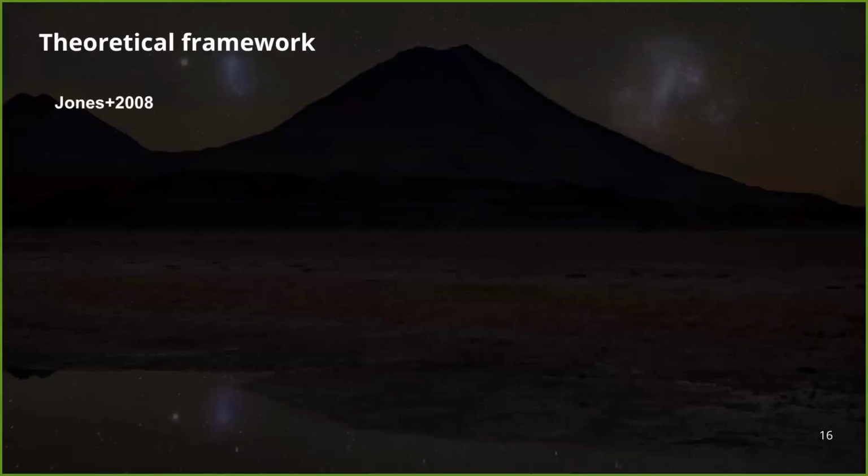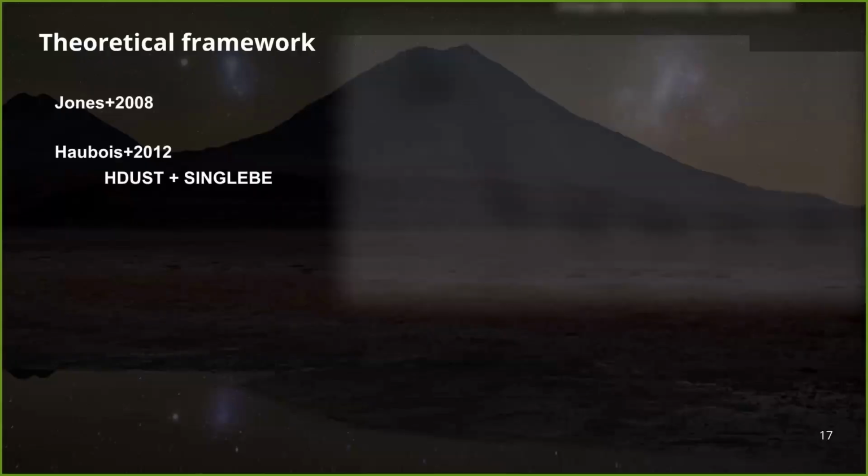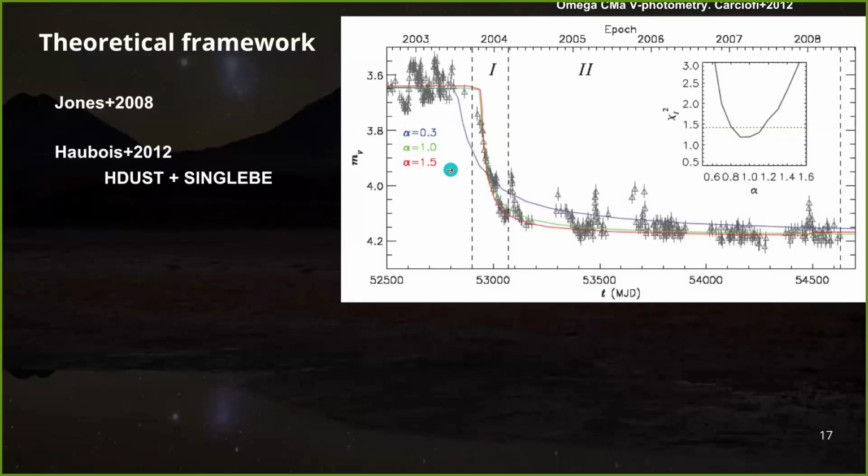The first effort to try to address the photometric variation of these stars was made by Jones in 2018. And 4 years later, Rímulo also contributed to those studies, using the hydrodynamic code and the radiative transfer code to try to reproduce the photometric variation observed for omega CMa. So here they are trying to reproduce, to mimic, this behavior here of decreasing magnitude.